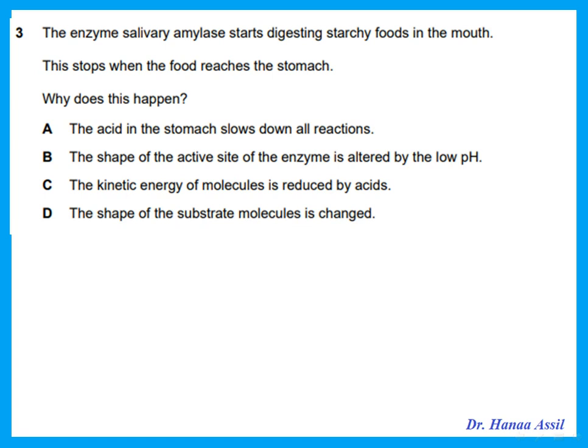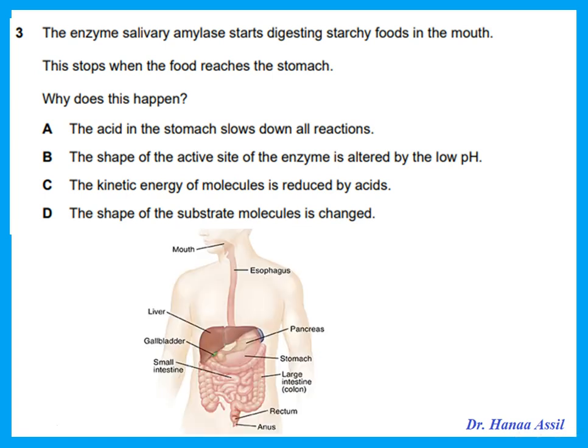out of the cell. The enzyme salivary amylase starts digesting starchy foods in the mouth. This stops when the food reaches the stomach. Now, why does this happen? Remember that the amylase in the mouth works at around pH 7. When it goes into the stomach, the pH is around 1 or 2 because we have hydrochloric acid in the stomach to provide an acidic pH for the enzyme that is in the stomach.